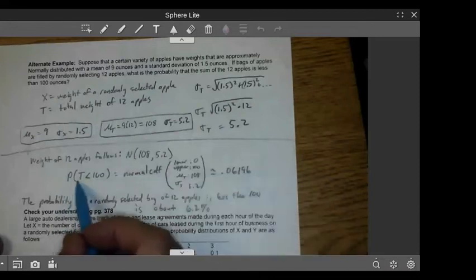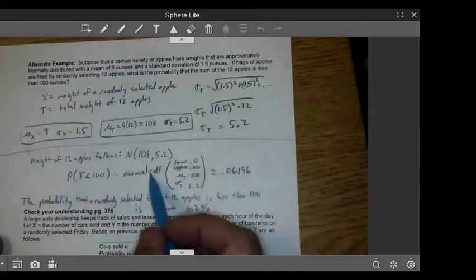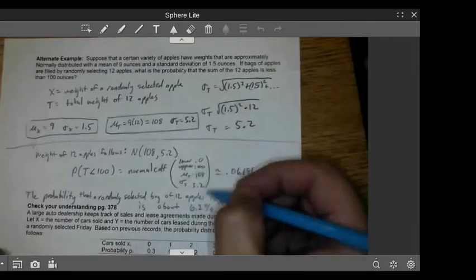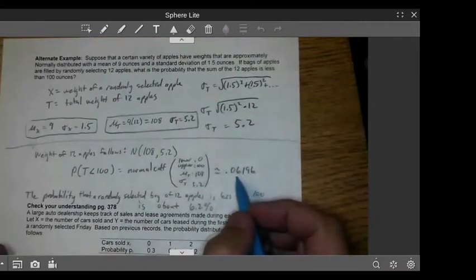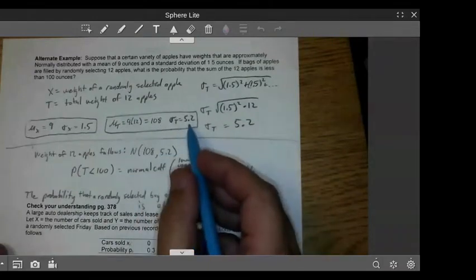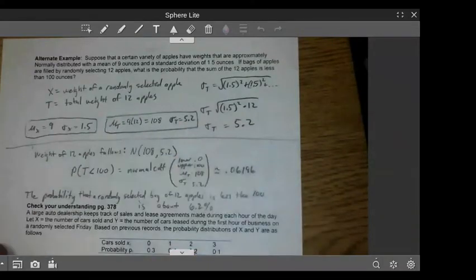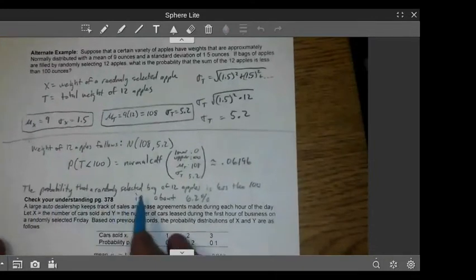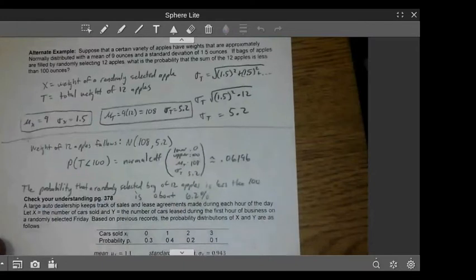So what is the probability that the total is less than 100, not less than or equal to, normal CDF? I chose 0 as the lower bound. I figured we probably don't have to worry about negative weights of apples, and typed in the rest of the information. Okay, the average is 108. That's over a standard deviation to the left of the mean. Probability that a randomly selected bag of 12 apples is less than 100 is about 6.2%.